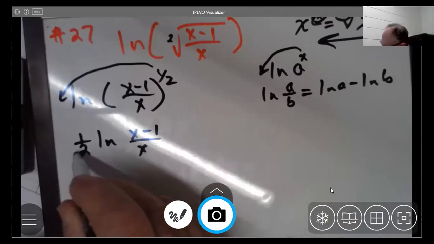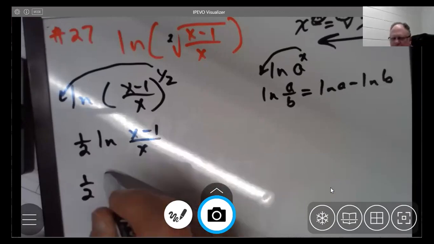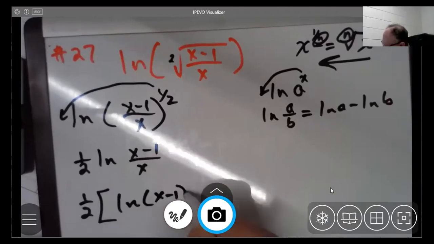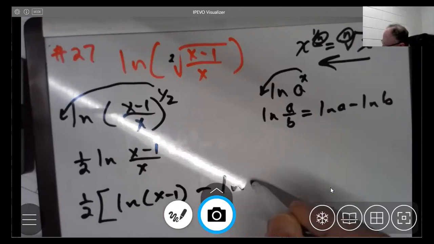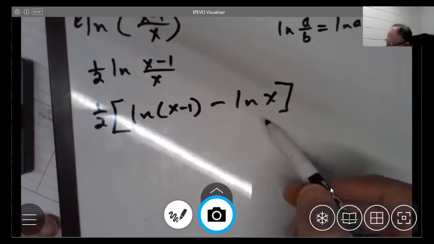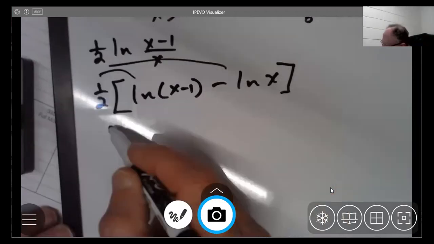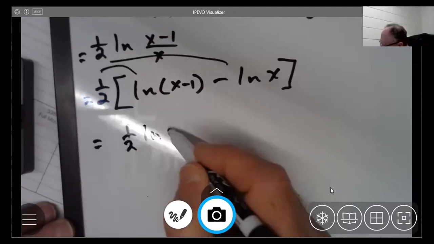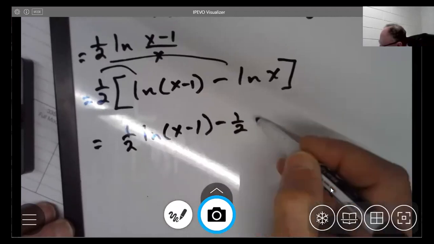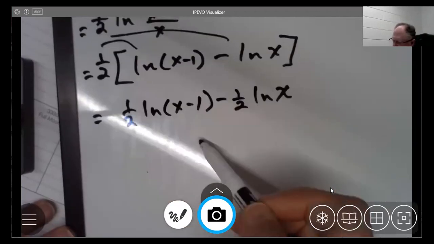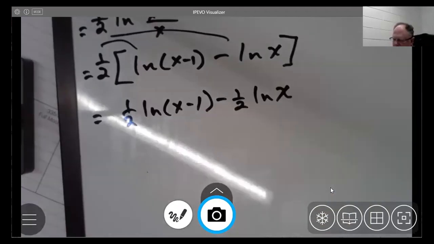But when you do that, this 1/2 is for the entire expression, so you have to make sure that you use brackets. So this would be natural log of (x minus 1) minus natural log x. And so you could write it like that, or you could distribute that 1/2. And so that would make it 1/2 natural log of (x minus 1) minus 1/2 natural log x. And so you may see the expression either way. All right. And so that's all there is to expanding that natural log. Any questions with that?